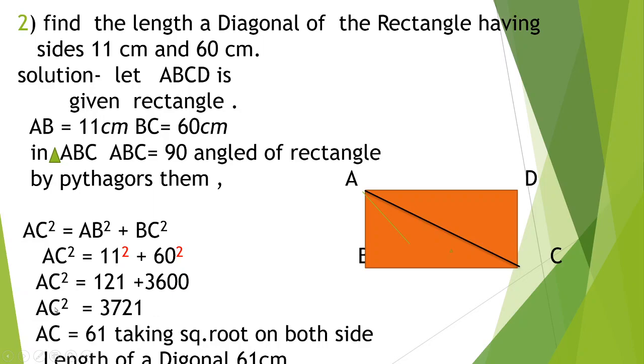Taking square root on both sides. Therefore, AC is equal to root of 3721. 3721 is the square of 61. So, after taking square root on both sides, you get AC is equal to 61. Then write down in a sentence, the length of diagonal of given rectangle is 61 centimeter.